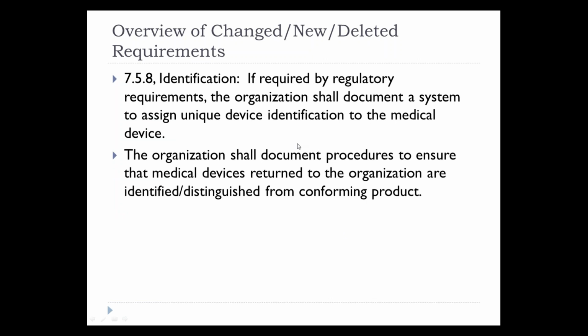7.5.8 talks to the identification requirements. And if it's required by the regulatory requirements, the organization shall document a system to assign a unique device identification to the individual medical device, only if required. The organization shall document procedures, again a requirement for a documented procedure here, to ensure that devices returned to the organization are distinguished from conforming product.